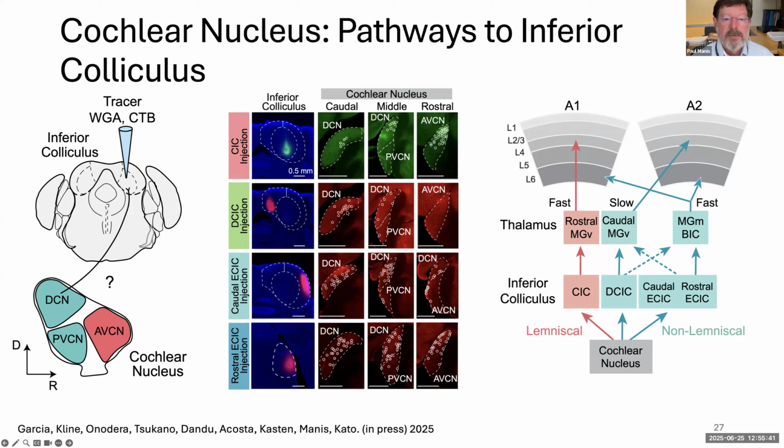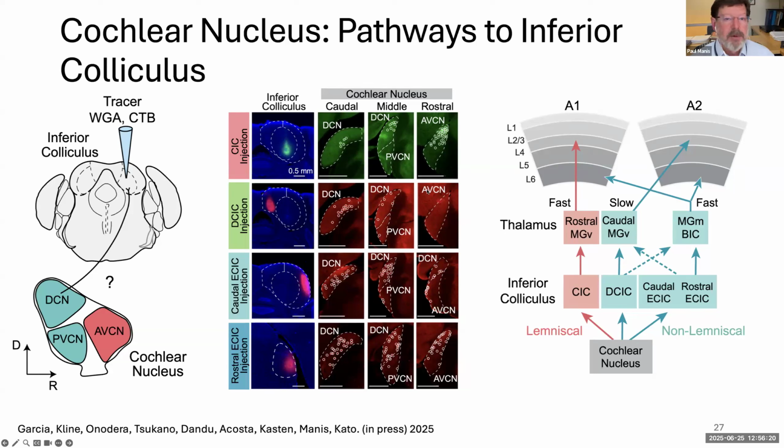With DCIC injections, you also get dorsal cochlear nucleus neurons, a combination of pyramidal cells and some giant cells, occasional cells in the PVCN, but nothing from the anteroventral cochlear nucleus. With caudal ECIC injections and rostral ECIC injections, you get cells from the dorsal cochlear nucleus, mostly fusiform cells and a few giant cells. There are cells around the margins of the PVCN, which you can see in these two figures, and in the margins here in the AVCN, around the edges of the AVCN, a little bit in the core region here, but mostly from the DCN.